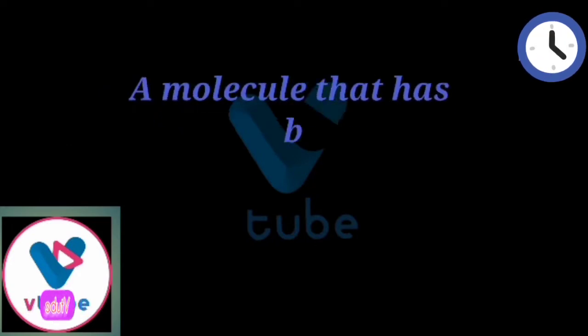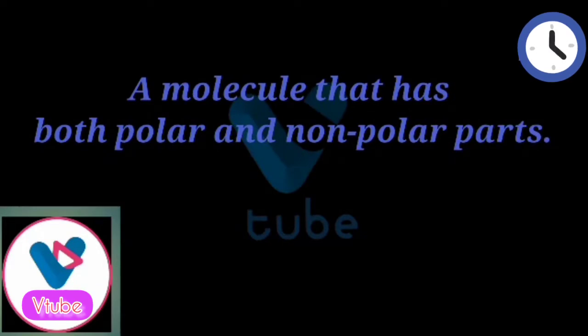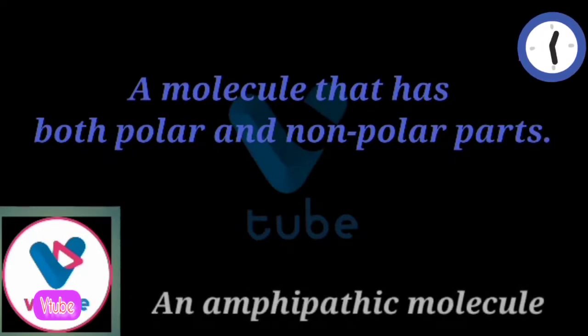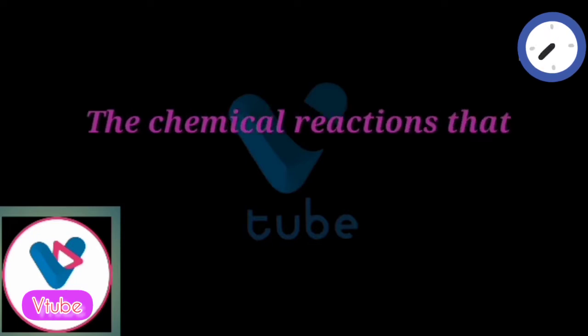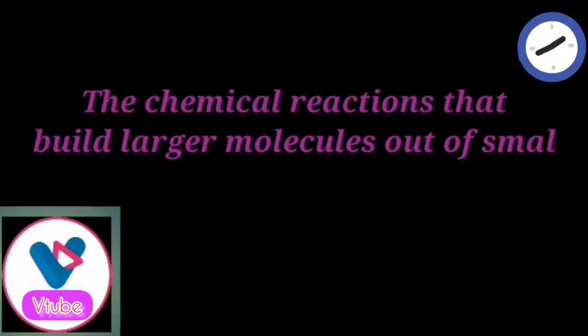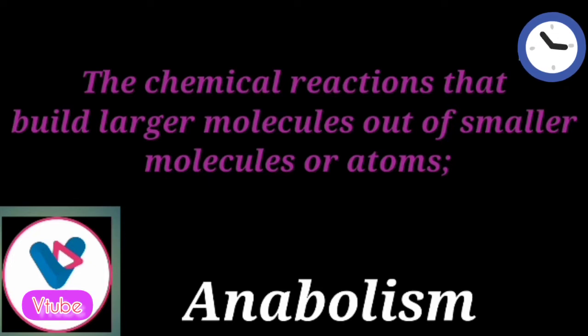A molecule that has both polar and non-polar parts is called an amphipathic molecule. The chemical reactions that build a larger molecule out of smaller molecules or atoms are called anabolism.